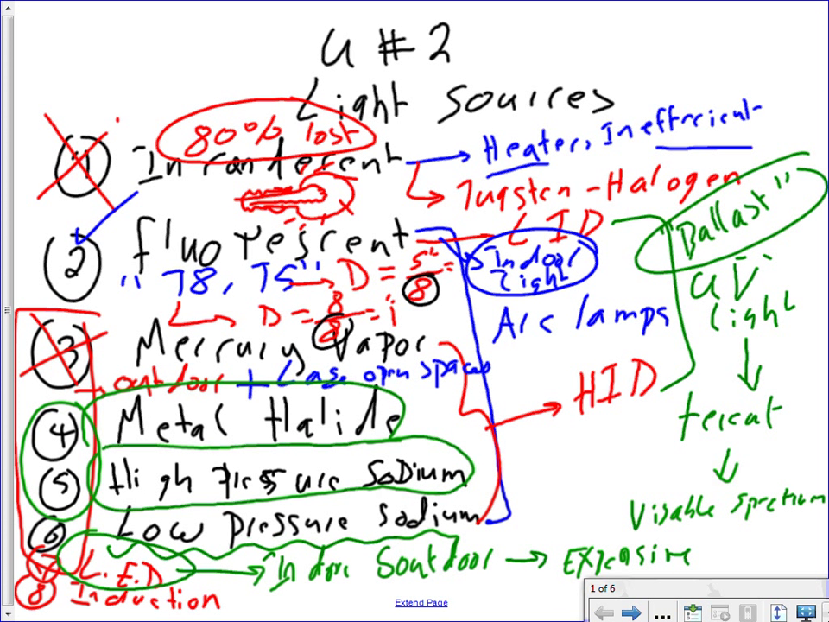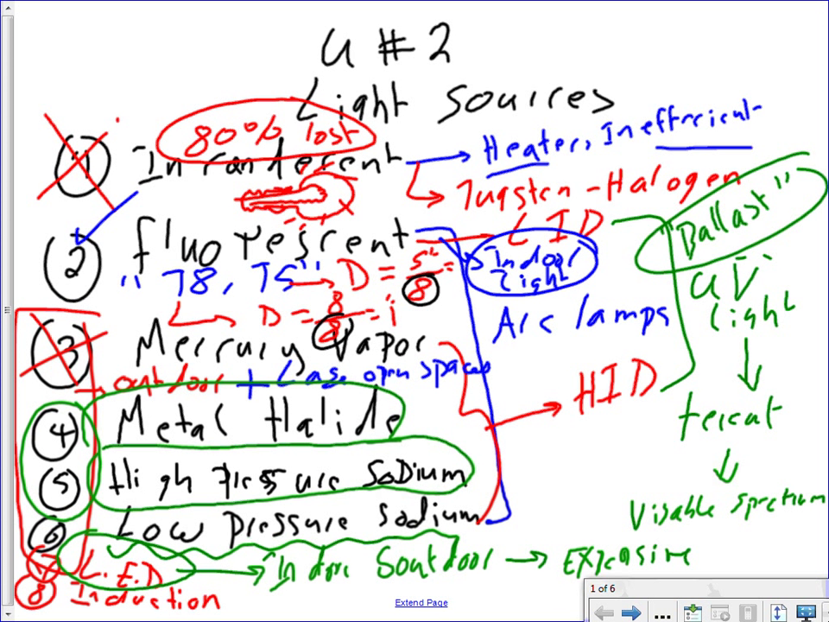So that leaves us with metal halide and high pressure sodium as your two options for high intensity discharge outdoor, for parking lots and so on. Low pressure sodium is the most efficient one. Anybody know what the problem is with low pressure sodium? You cannot distinguish between colors. It has zero color rendering index. You can see black and white, basically. If you're out at night, good luck finding your car if it's a green or blue car, if you have low pressure sodium.